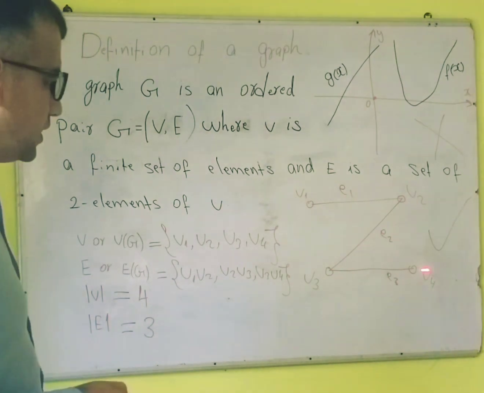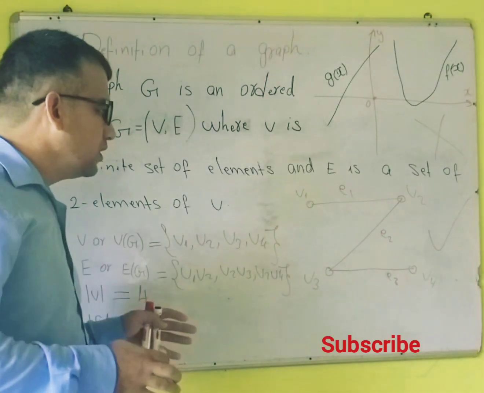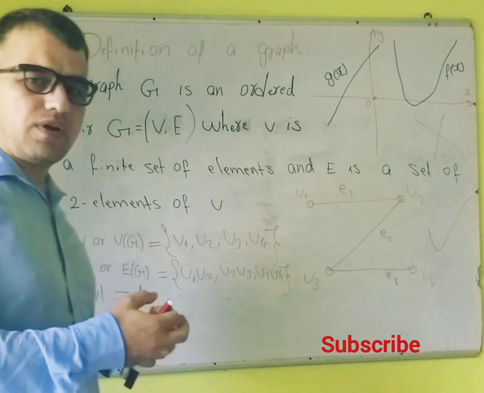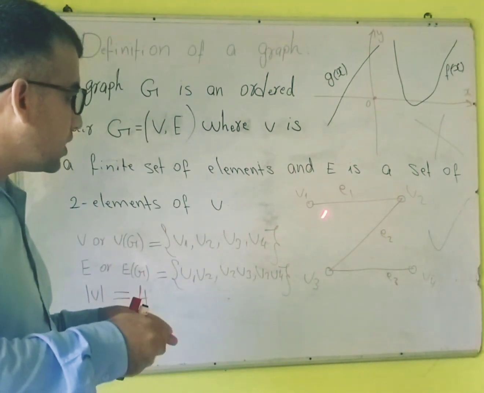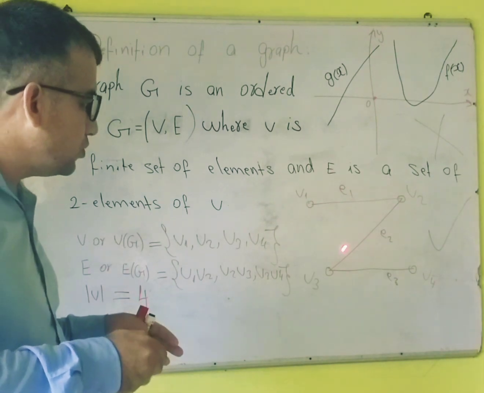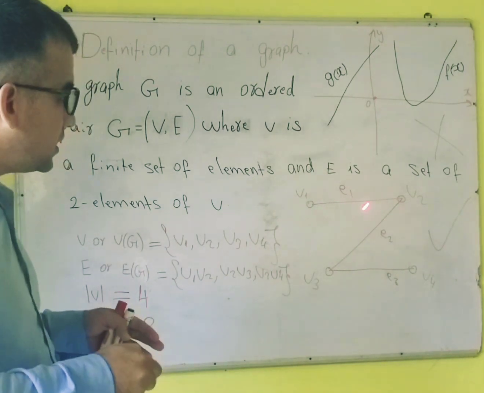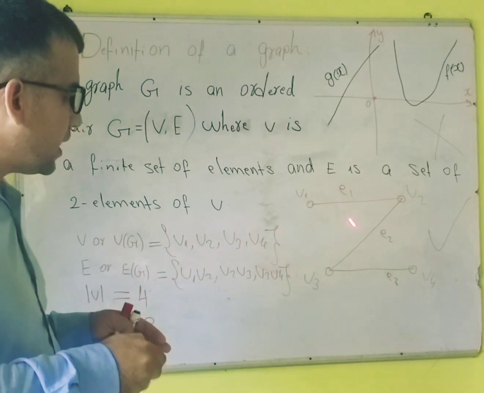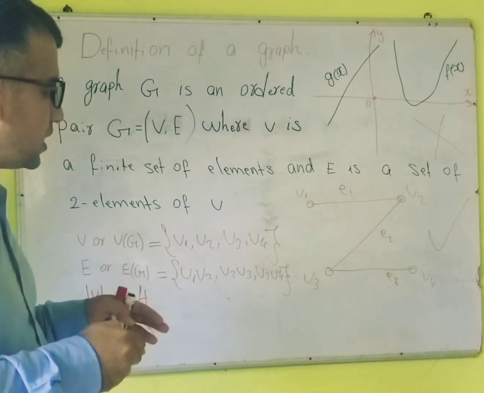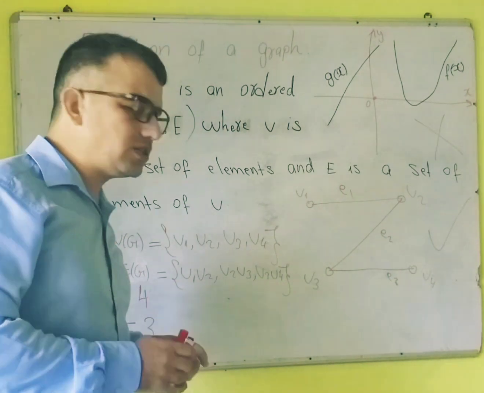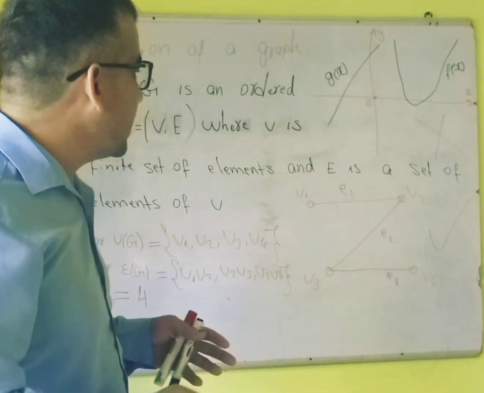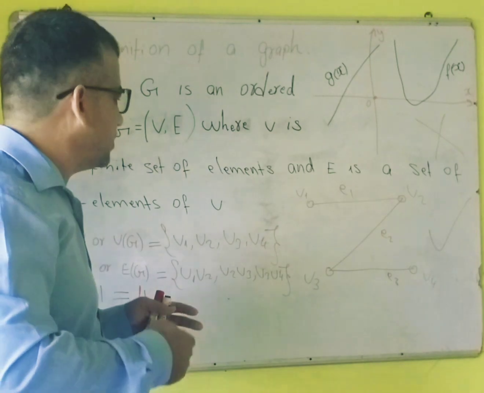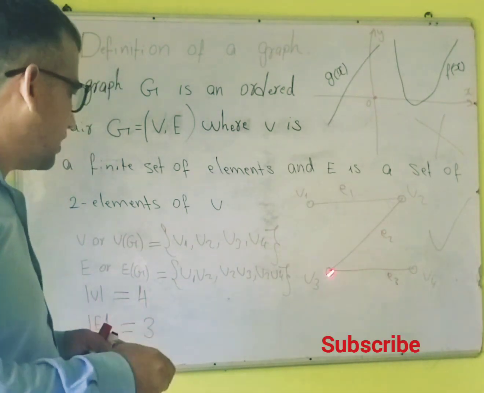V comes from vertex. That is why we label the vertices V1, V2, V3, and V4. E1, E2, E3, we label the edges because E comes from the word edge. That is why we are labeling like this.